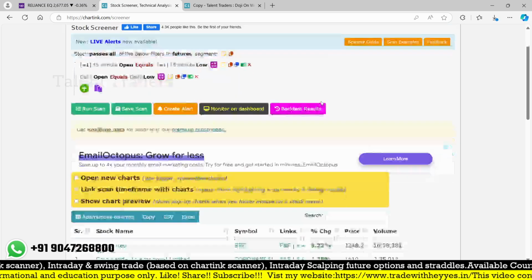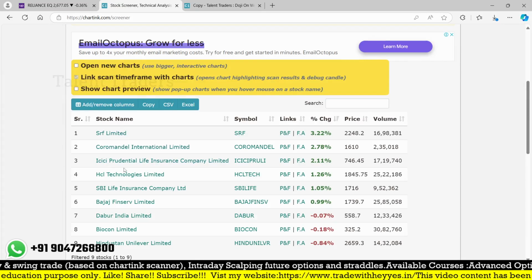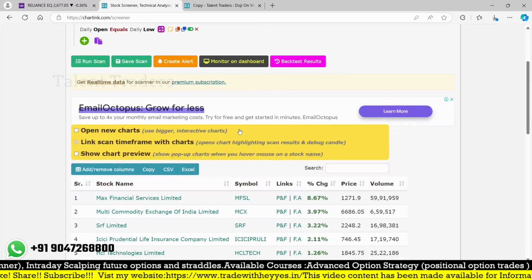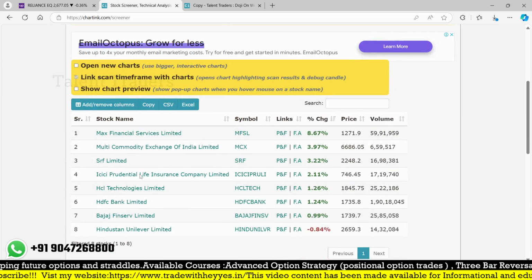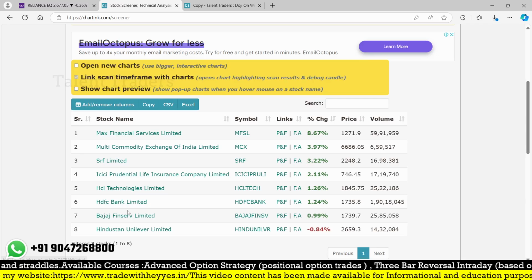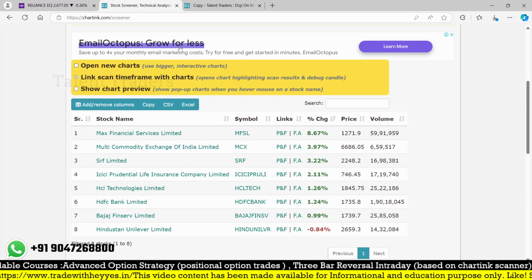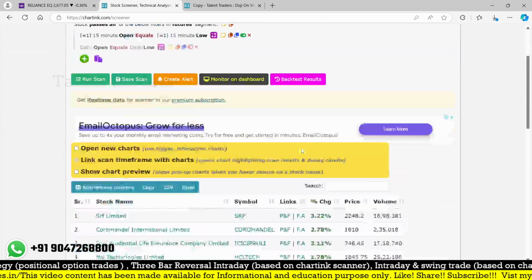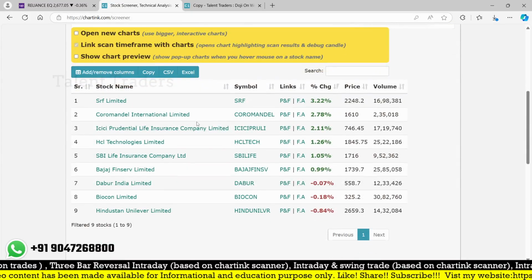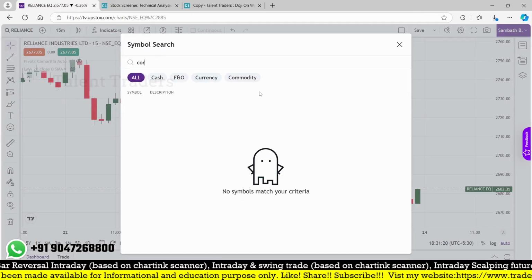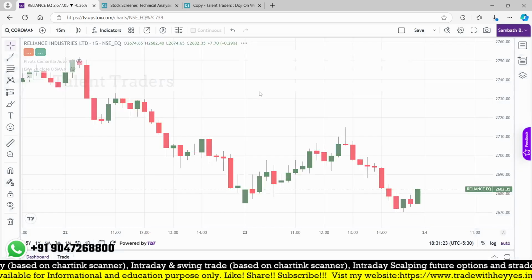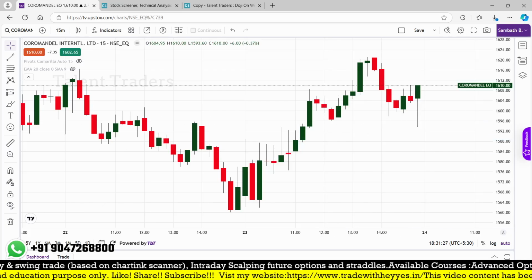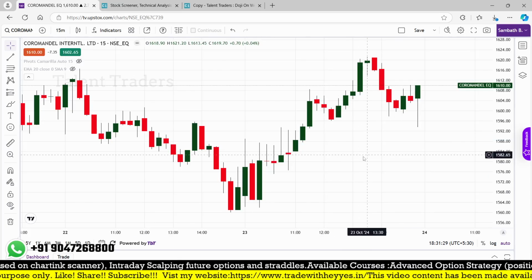So I did this, and let me take SRF and Coromandel, whichever stock is not there. I think Coromandel is not there, right? The remaining all look the same. Let me turn this on and turn this off. Yes, Coromandel is not there. So let me check Coromandel, and this is the repaint condition. Let's see where Coromandel started today, on the 15-minute time frame.